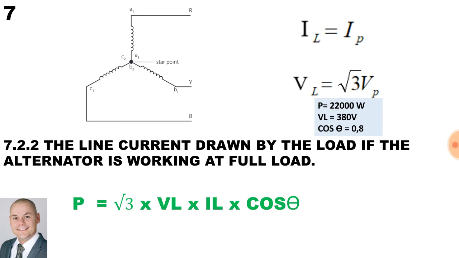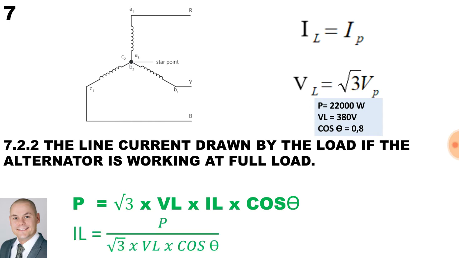In 7.2.2, the line current drawn by the load if the alternator is working at full load. Now, it's important to note that when we're calculating the line current on the load, it means we're calculating on the secondary side if it was a transformer. However, this is an alternator and it's only connected in star. Now, because we're given power, the formula for power, because it's a three-phase circuit, is equal to square root 3 multiplied by the line voltage, multiplied by the line current, and multiplied by the power factor.